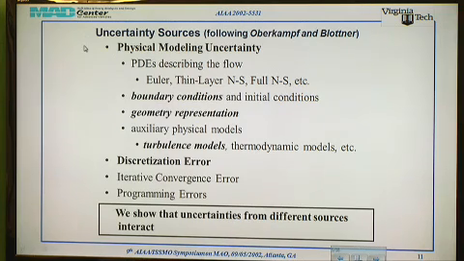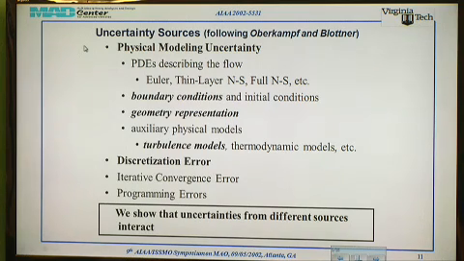So there are the following kind of uncertainties. First of all, the one that we discussed before, the partial differential equations that we are solving can be Euler type, where we are neglecting the viscosity terms. We can have thin layer Navier-Stokes, and my knowledge of fluid mechanics is not enough to tell you what that exactly is. Full Navier-Stokes. There is uncertainty due to the fact that we don't really know the boundary conditions.